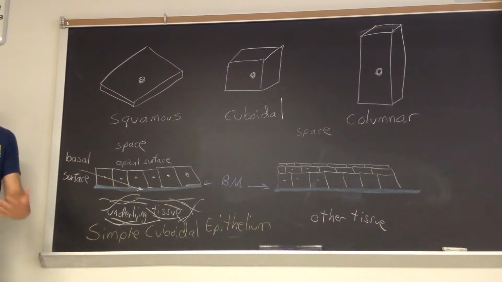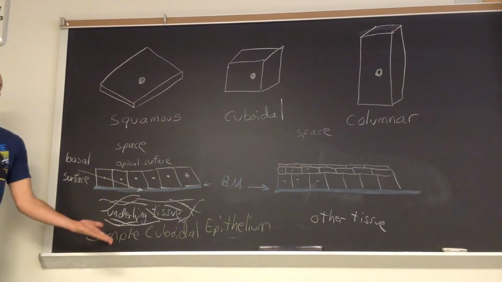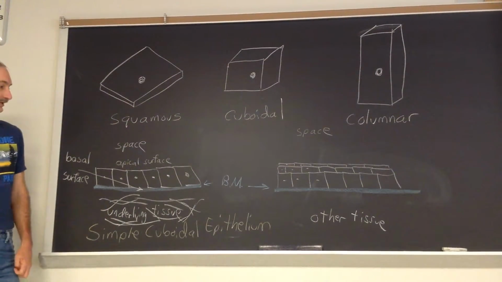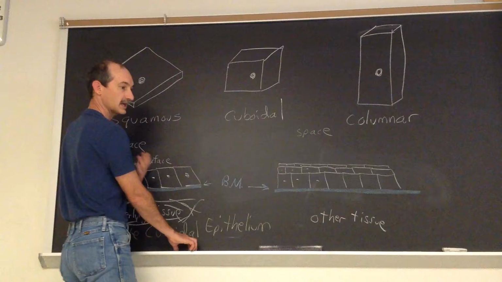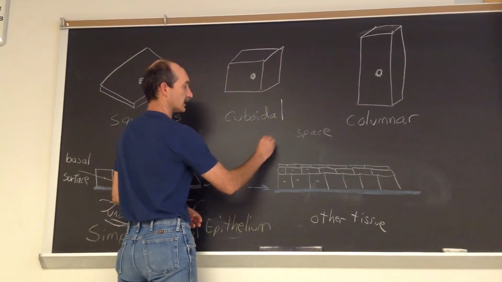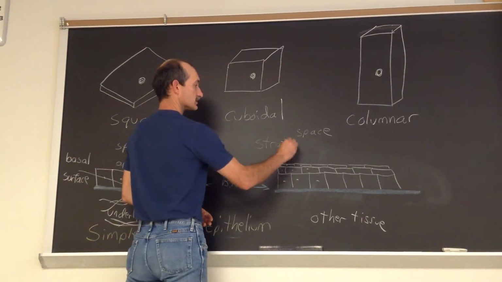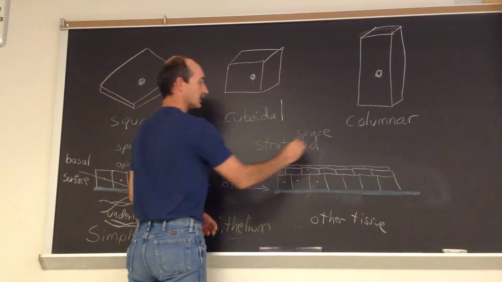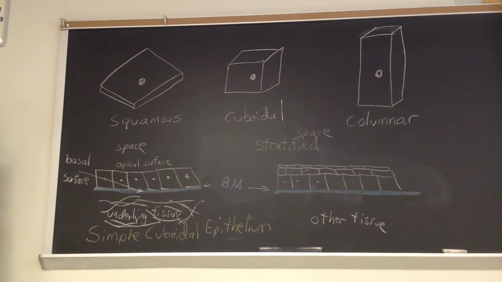Anytime that we have more than one layer of cells, whether it's 2, 3, 20, 200 layers, and some epithelia might approach 200, as long as it has more than one layer of cells, we're going to call it a stratified epithelium. So this one is a stratified epithelium because there's more than one layer of cells.